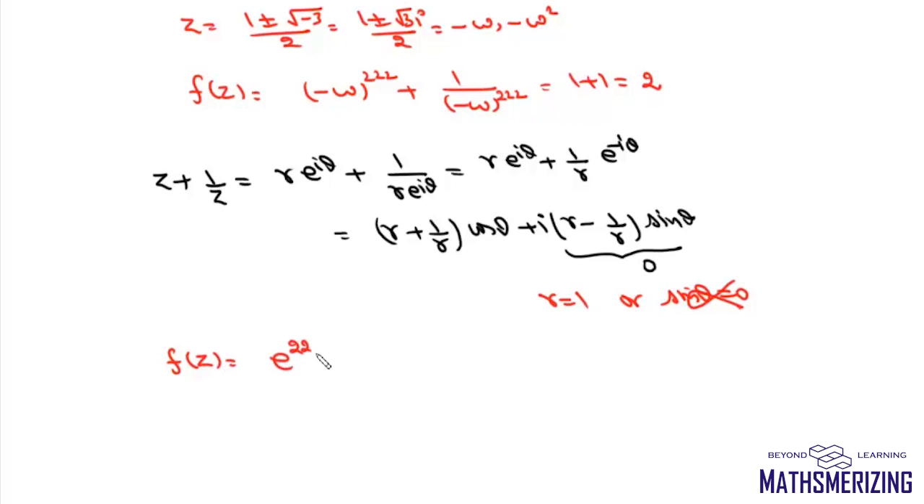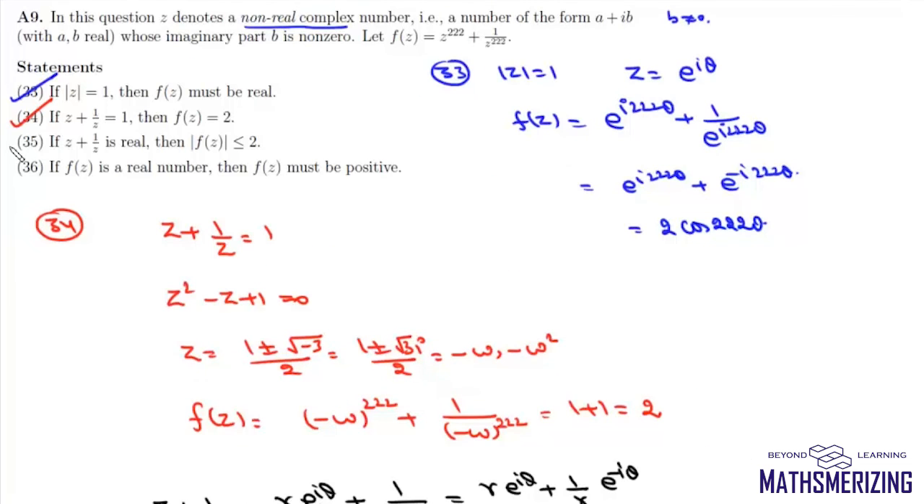Now when r is 1, we can write f(z) as e to the power 222 iota theta plus 1 upon e to the power 222 iota theta. So it will be 2 cos 222 theta, which is less than or equal to 2. That means the statement 35 is also correct. Now 36 is, if f(z) is a real number, then f(z) must be positive.